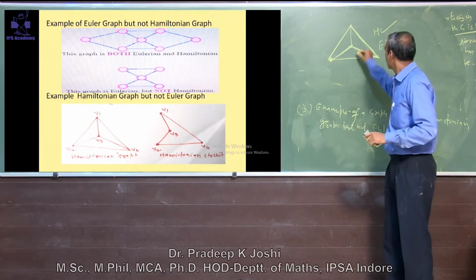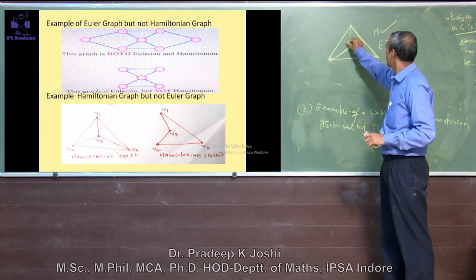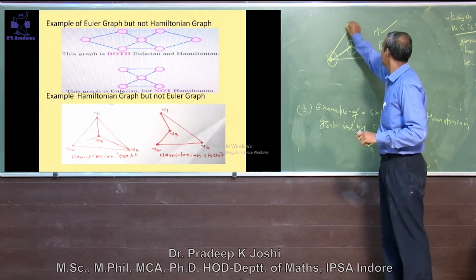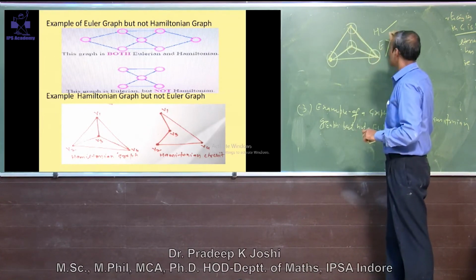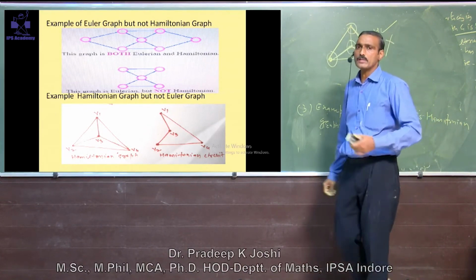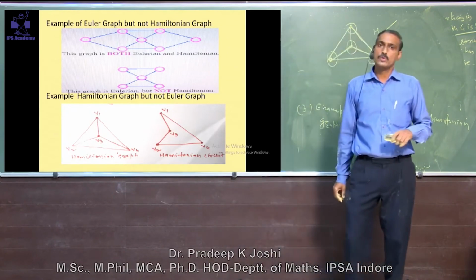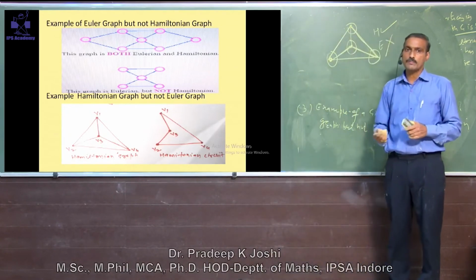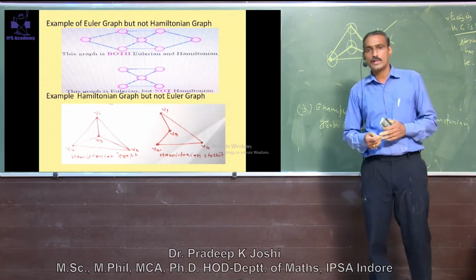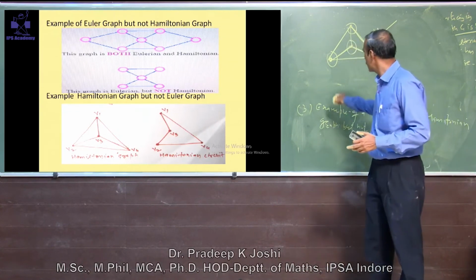Why? The degree of this vertex is 3, the degree of this vertex is 3, this is 3, not even degree. So it is not an Euler graph. So this is a simple example of a Hamiltonian graph but not an Euler graph. So we have considered 3 examples here.